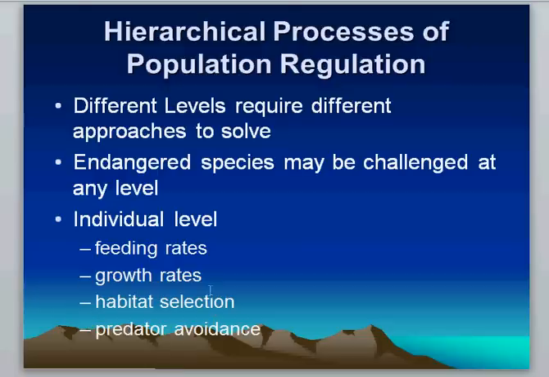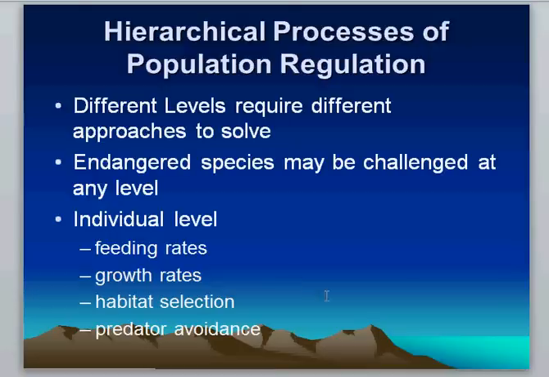So each individual within the population would have different feeding rates, growth rates, habitat selection, characteristics and predator avoidance behavior. Now, if we find that a species population is dwindling, we may look at the individual level to see whether we can manipulate any of these characteristics.